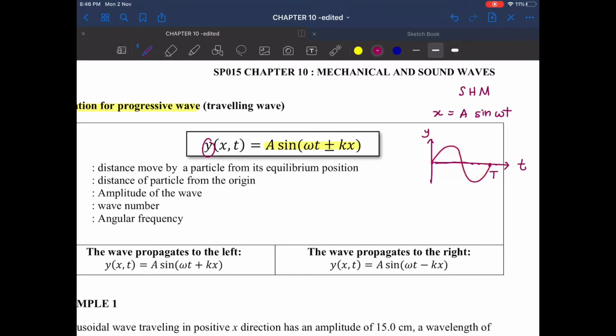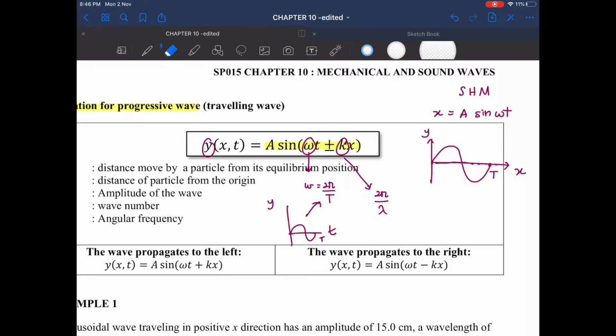Let's say kalau kita tak ada t kat sini, kita ada distance x. Daripada sini omega is equals to 2 pi over T. So k pula formula dia sama dengan 2 pi over lambda. Ni akan dapat daripada graf y against x. Tadi tu y against t. So this is period, and this one y against x.